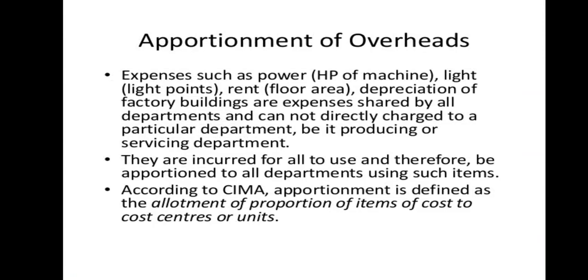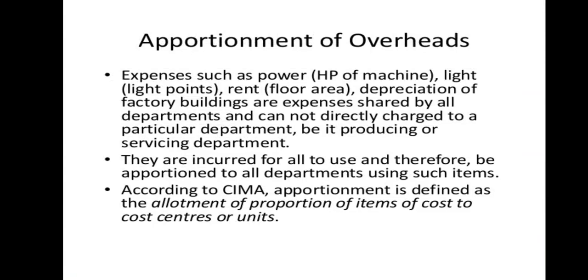So, apportionment of overheads. Expenses such as power, horsepower of machine, light points, rent, floor area, and depreciation of factory building are expenses shared by all departments and cannot be directly charged to a particular department, whether producing or service department. So we need to apportion the overheads.